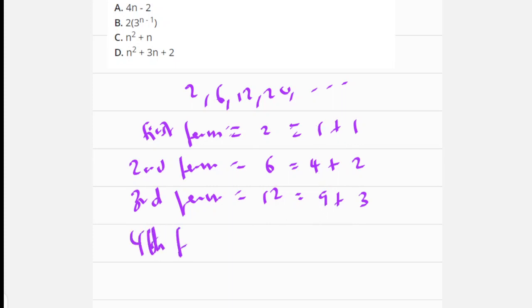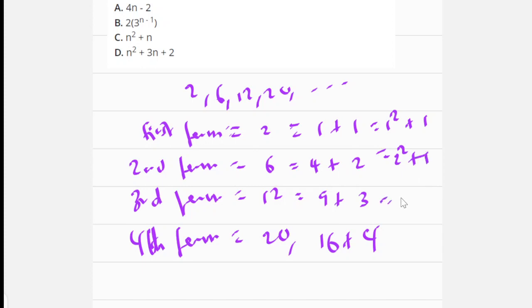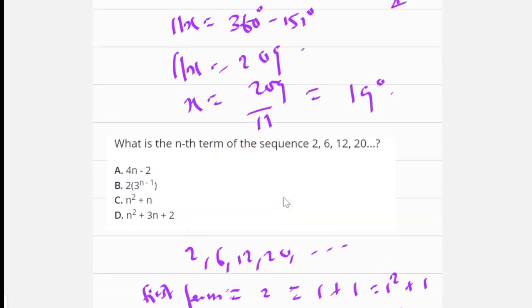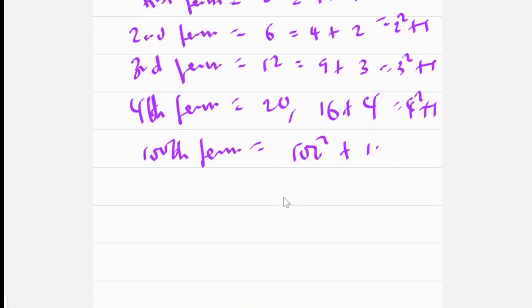Let us try for the fourth term as well. So for the fourth term, that is 20, I can say 16 plus 4. So it means if you check it well, this is the same thing as 1 square plus 1, this is 2 square plus 1, 3 square plus 1, 4 square plus 1, because 4 square is 16. It means when you want to find the 100th term, you don't need to stress yourself. The 100th term will be 100 square plus 1. But now we have to find the nth term. If it is the 100th term, we just put 100 square plus 1.